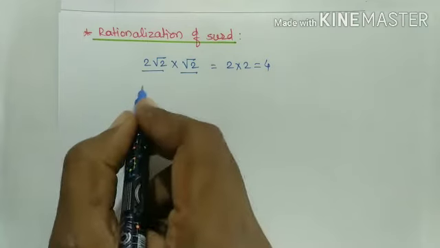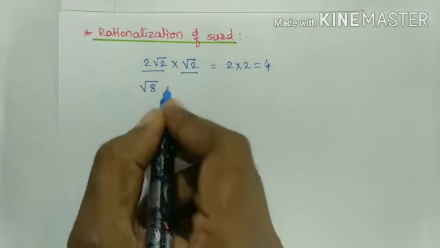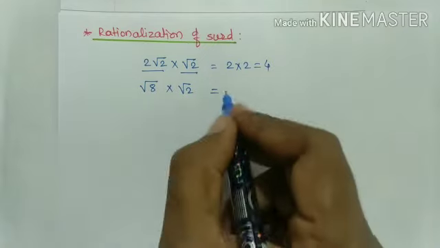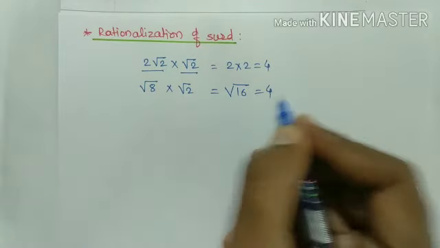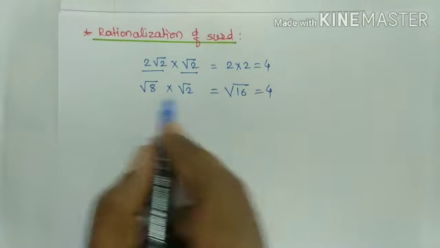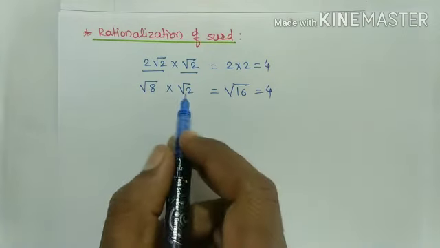We can write another example. This √8 into √2. This √8 into √2 equals √16, that is equal to 4. Here the product of these two surds is a rational number. That's why these two are the rationalizing factors of each other.